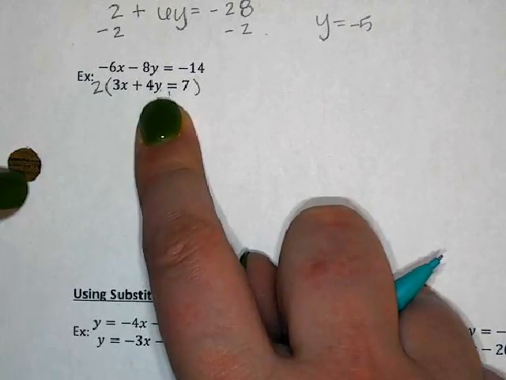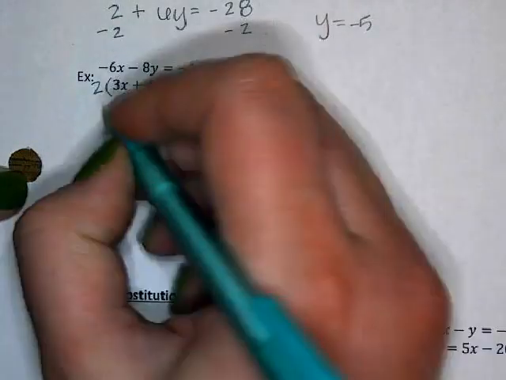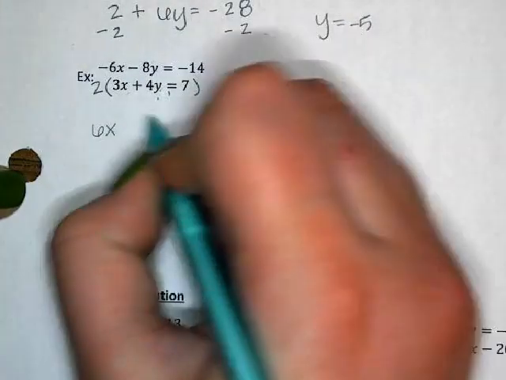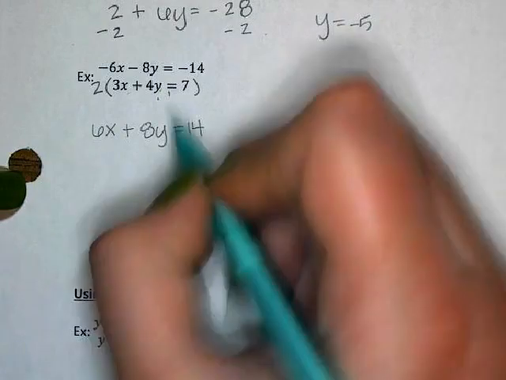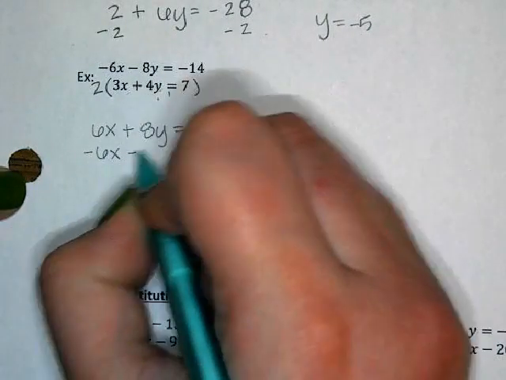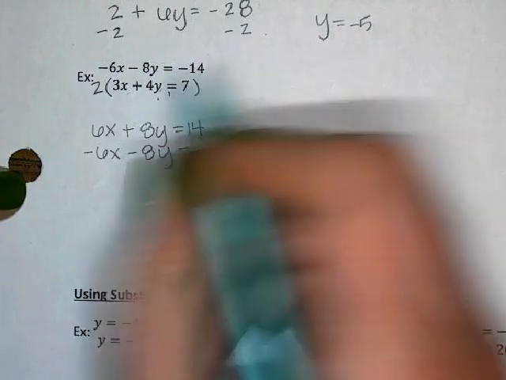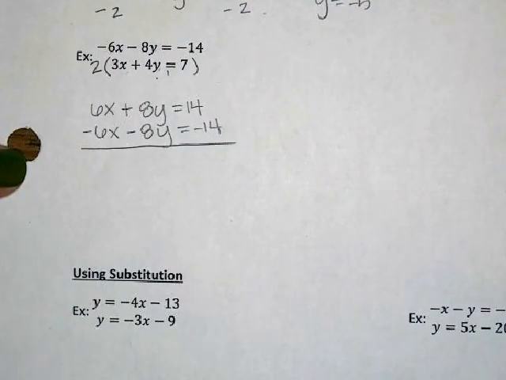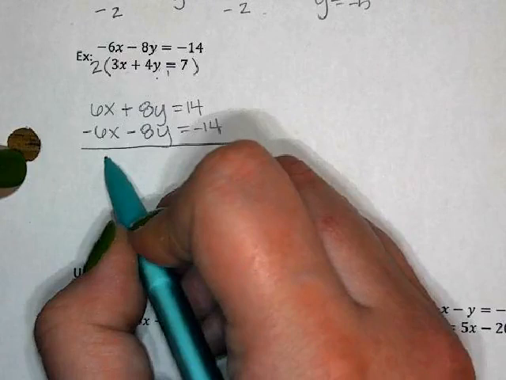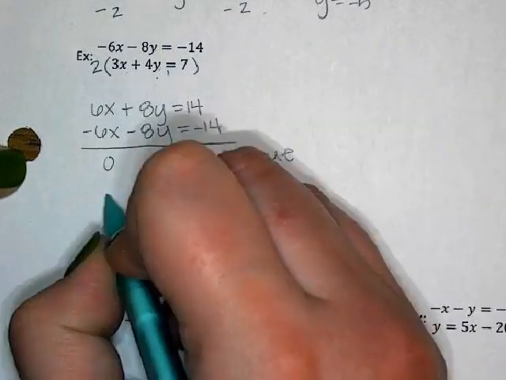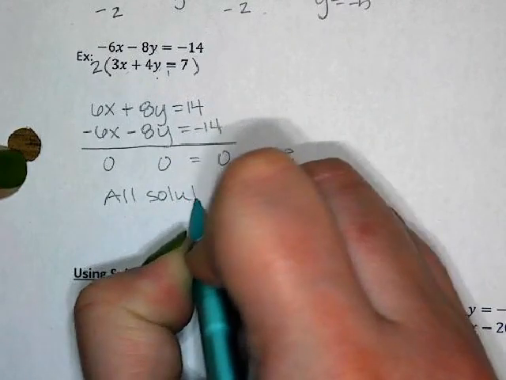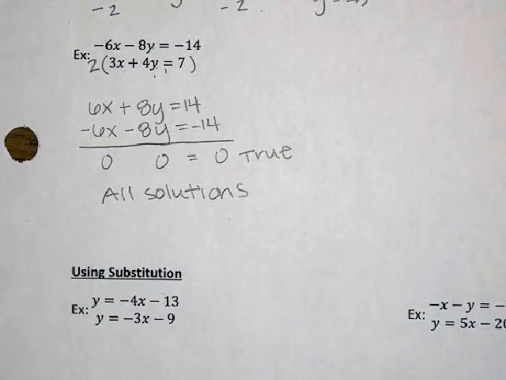All right, so I'm going to do 2 times 3x, I get 6x. 2 times 4y is 8y. 2 times 7 is 14. Does anyone have any predictions here? It's going to be all solutions because why? Yeah, the equation's going to be true. We're getting everything to cancel out here. 0, 0, 0. That's a true statement, which means all solutions. So if we were to graph this, what would we see? The lines overlap. I'm going to graph the first line. When I graph the second line, it's going to go right on top of the first line.